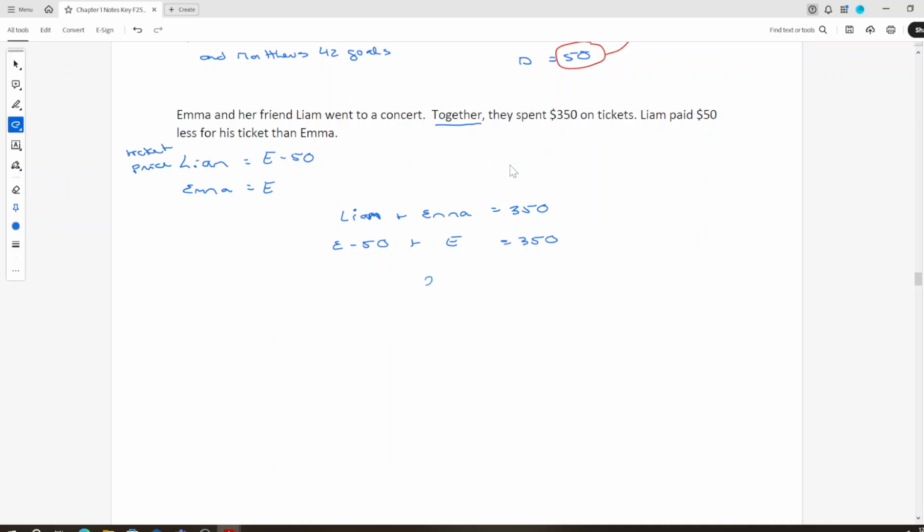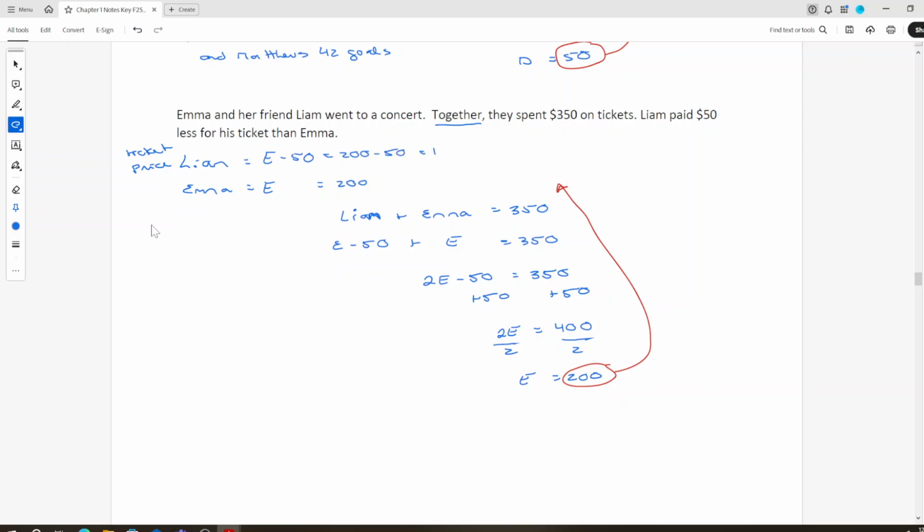All right, collect like terms. 2E minus 50 is equal to 350. Add 50 to each side. 2 of Emma is equal to 400. Divide by 2 means that Emma spent $200. So then you're going to take this, boom, plug it back in. You end up saying that Emma spent 200 and Liam spent 200 minus 50 or 150. So therefore, Liam spent 150 and Emma 200.